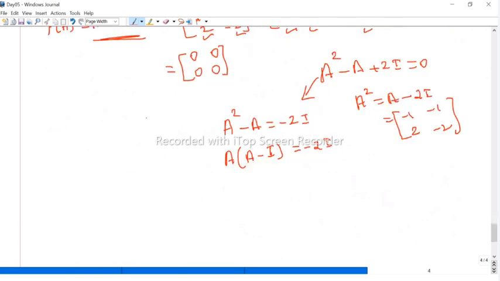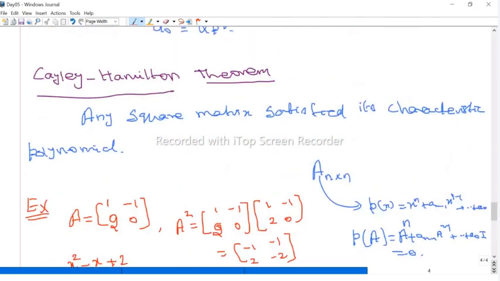Now multiply A inverse on both sides. Therefore we get A minus I equal to minus 2, a constant anyway, times A inverse. A inverse times identity is A inverse. Therefore A inverse is nothing but minus 1 by 2 times (A minus I). So we can easily find the A inverse. Once you know the relations between the powers of A, you will get A inverse or anything. So therefore, these are very, very important things.